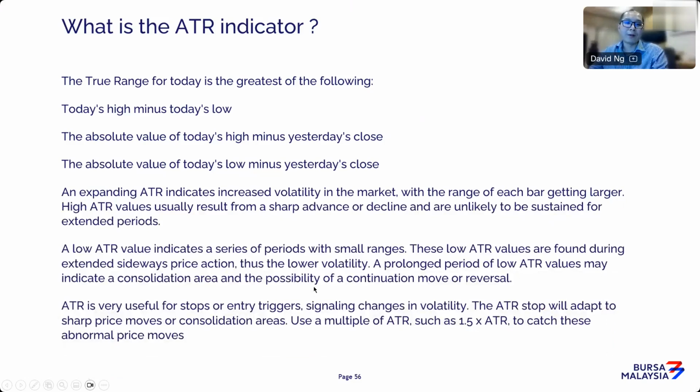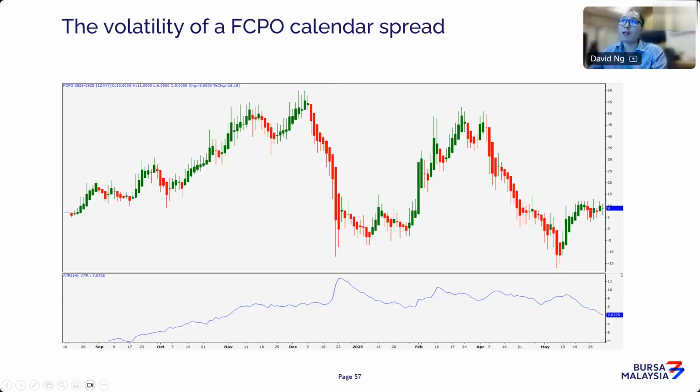So, last bit. Judging from where the direction of the market is heading, the next step is to set a particular profit target and your stop loss accordingly. One of the ways is to look at ATR. What I have here is the FCPO calendar spread. The ATR value ranges from 11 to 4. This is on a daily basis. So the range of a particular spread is actually very limited.